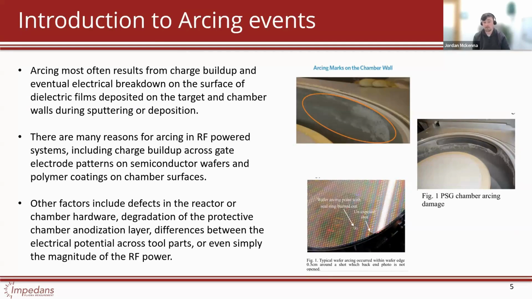There are many reasons for arcing in RF powered systems, including charge buildup across the gate electrode patterns on semiconductor wafers and polymer coatings on chamber surfaces. Other factors include defects in the reactor or chamber hardware, degradation of protective chamber ionization layers, differences between electric potential across different tool parts, or simply the magnitude of the RF power itself. And here we have a couple of examples of what arcs actually look like inside the tool. Here we can see some degradation on the anodized walls, or here on the actual wafer itself.